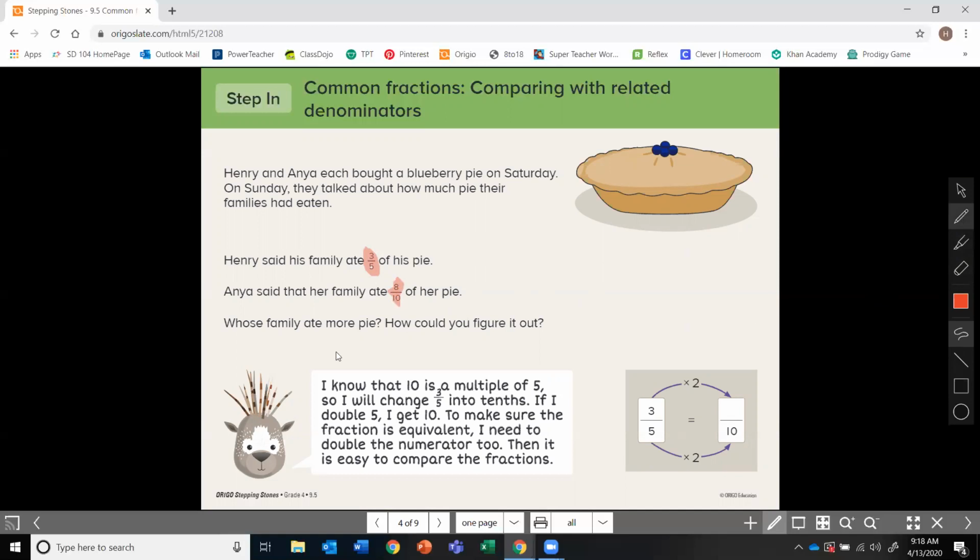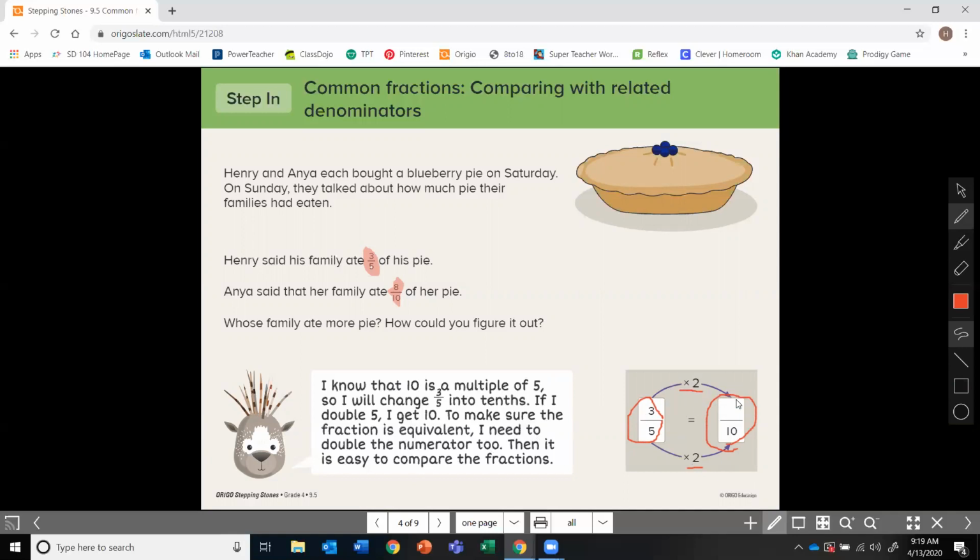Well, the little guy down here, he says, I know that 10 is a multiple of 5, because when we count by 5s, we know it goes 5, 10, 15, and so on. So he's going to change 3/5 into tenths. Now, if you remember, we just did this on the last page. They already did it for you. They put times 2, times 2. You just now have to do the multiplying.